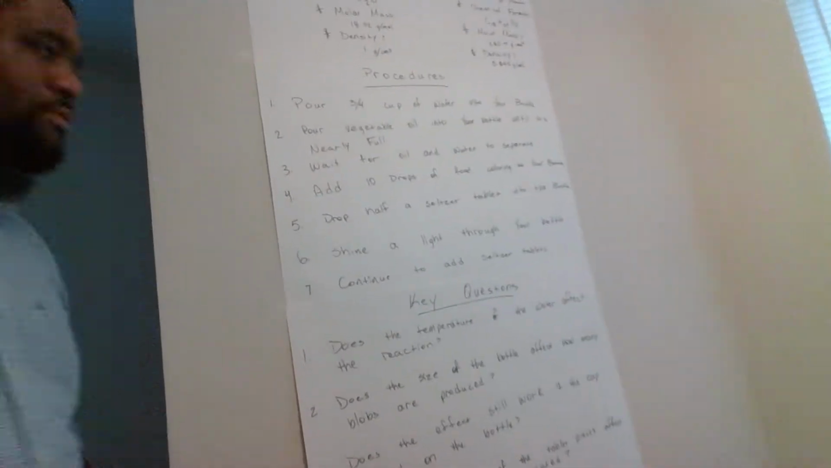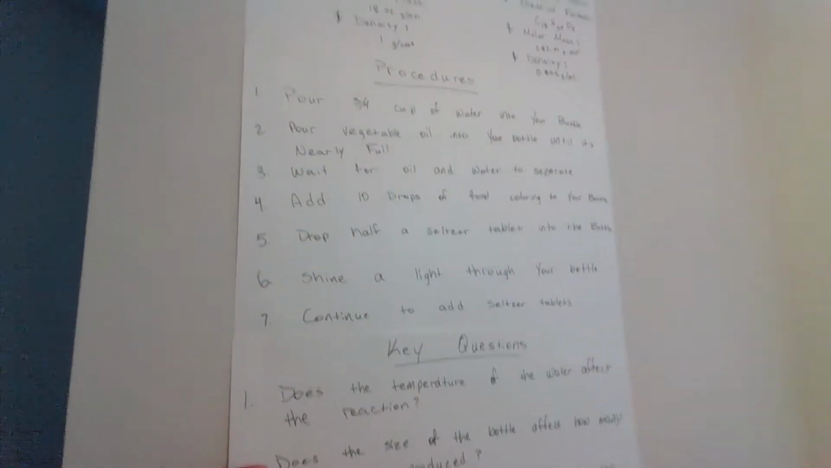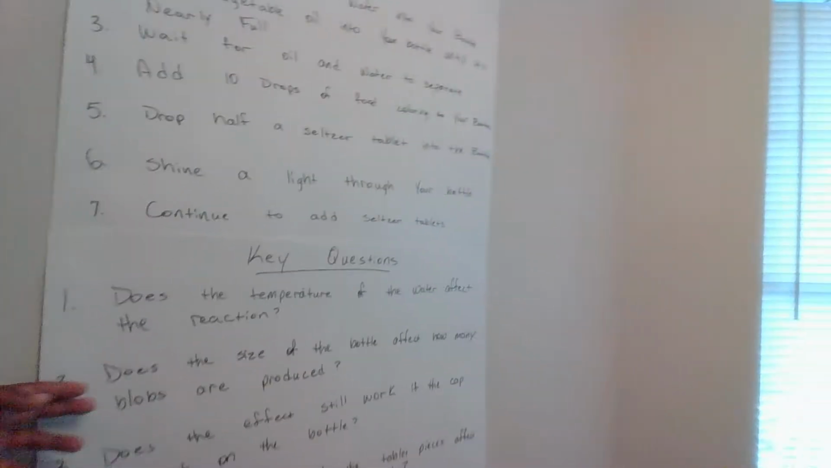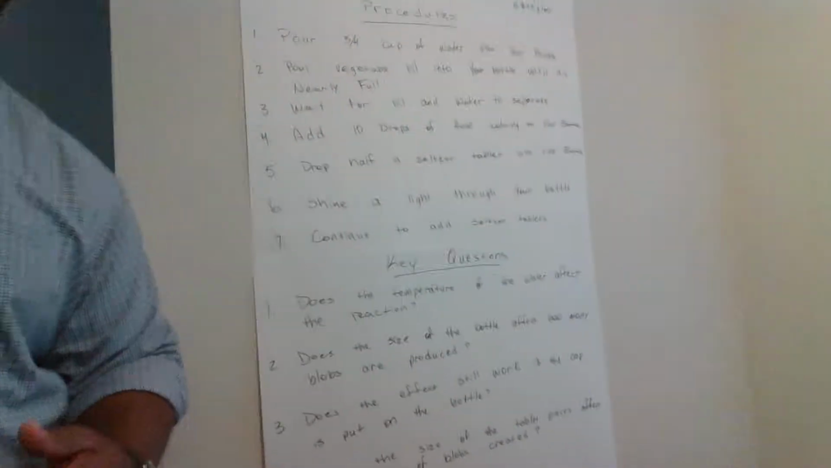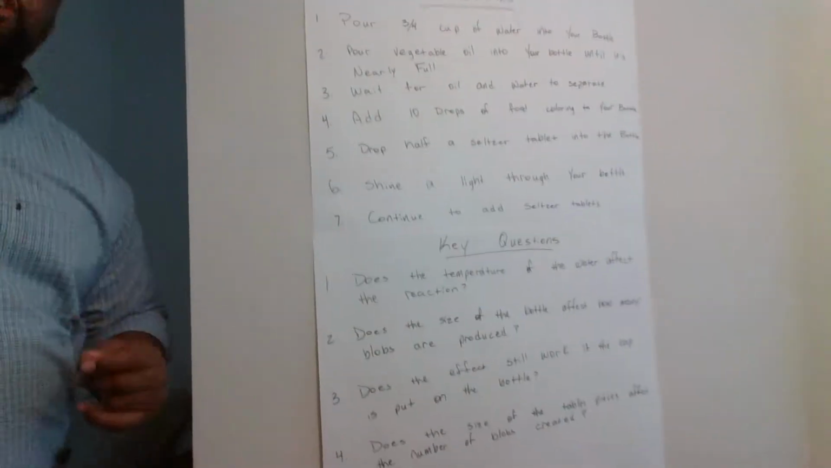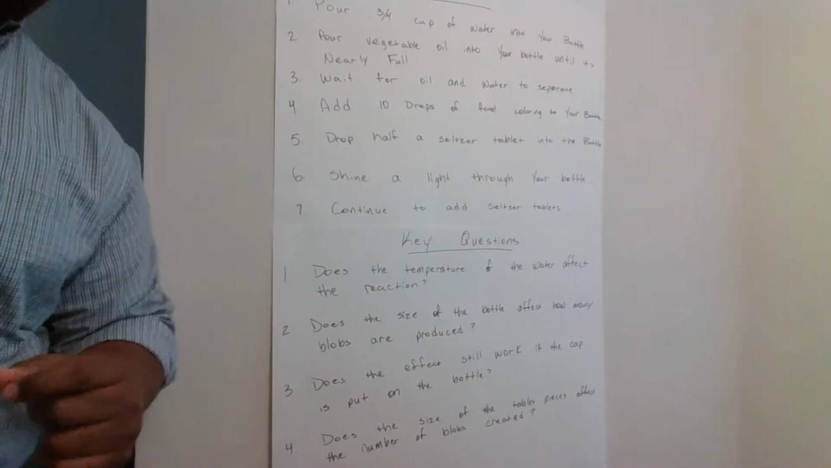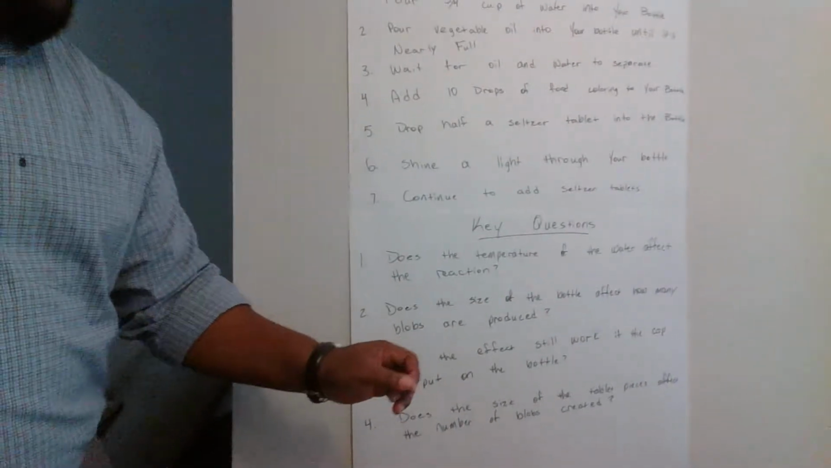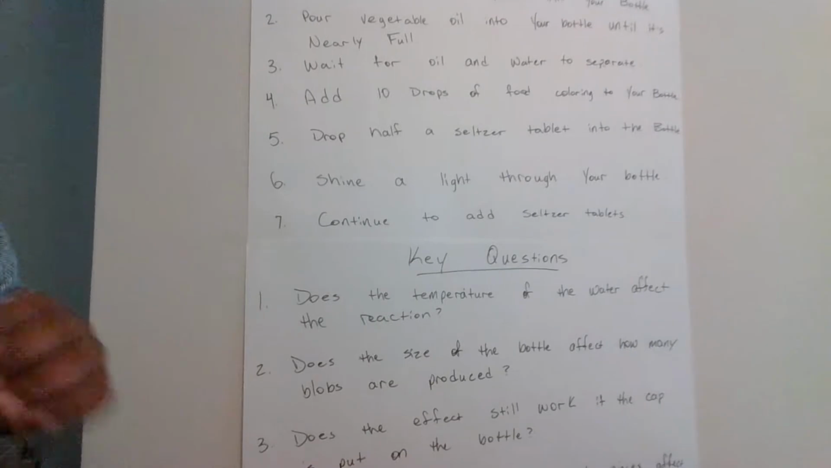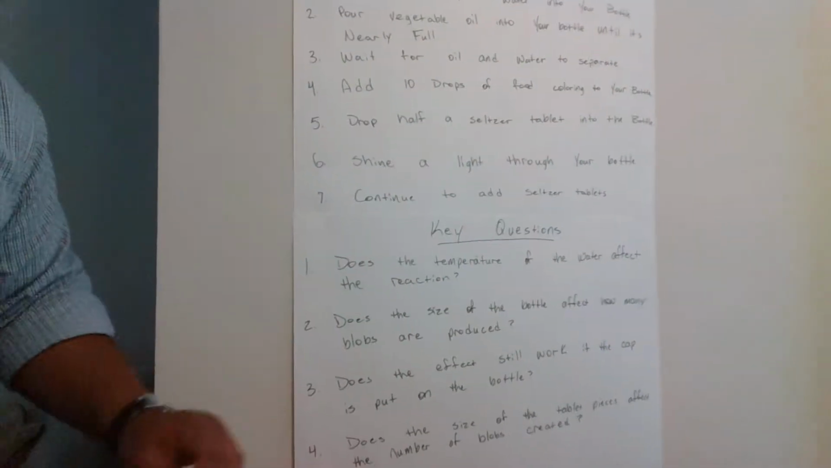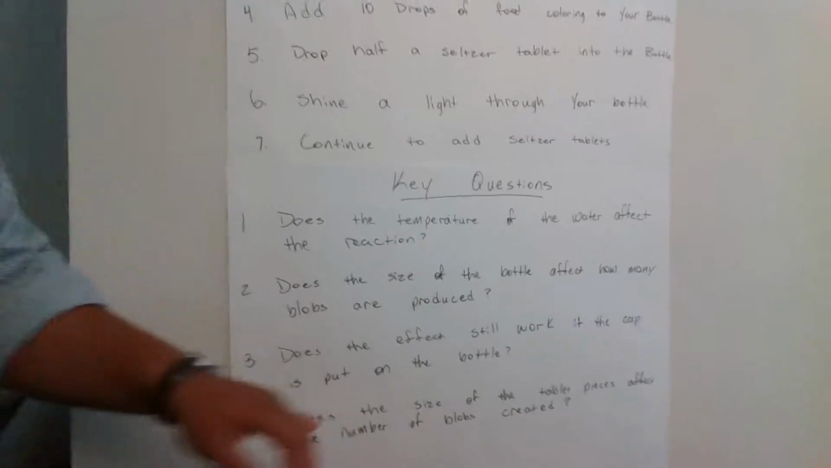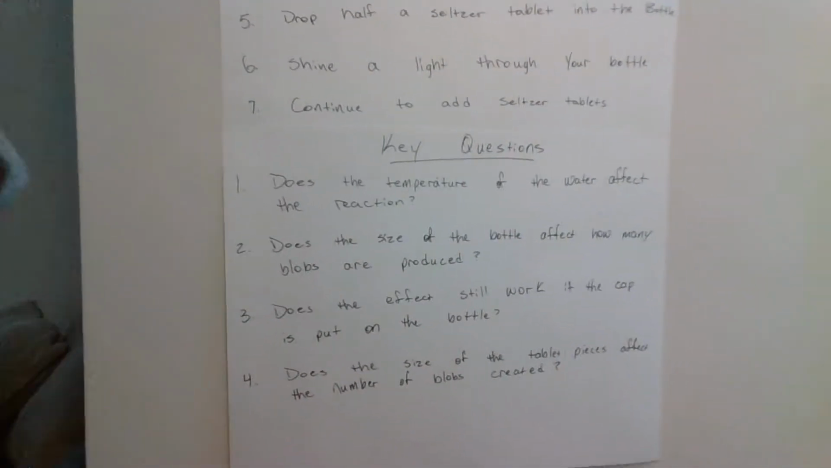Does temperature of the water affect the reaction? Well, we're going to see that by utilizing cold water first and warm water second. Does the size of the bottle affect how many blobs are produced? Well, each of the students here has a different size bottle. One has a 2-liter bottle, one has a 1.75-liter bottle, and one has a 1.25-liter bottle. Does the effect still work if the cap is put on the bottle? We'll see that on our second try. And does the size of the tablet piece affect the number of blobs? We'll notice that as we enter different size Alka-Seltzer tablets into our solution.